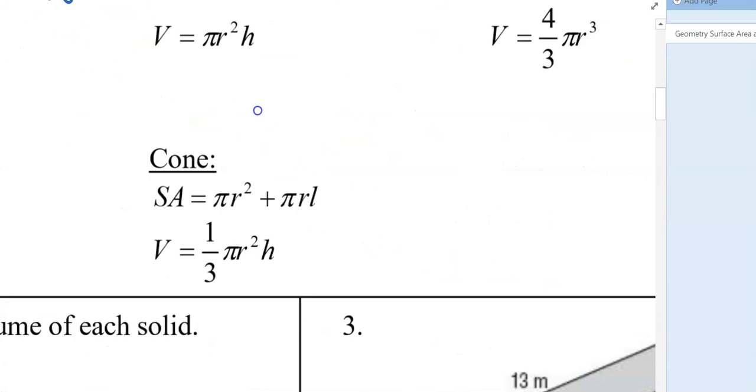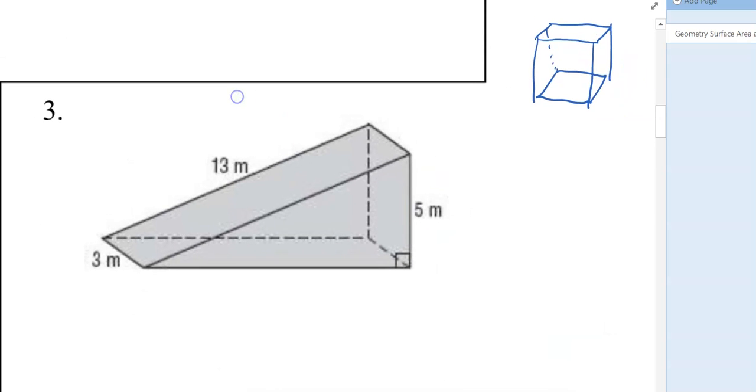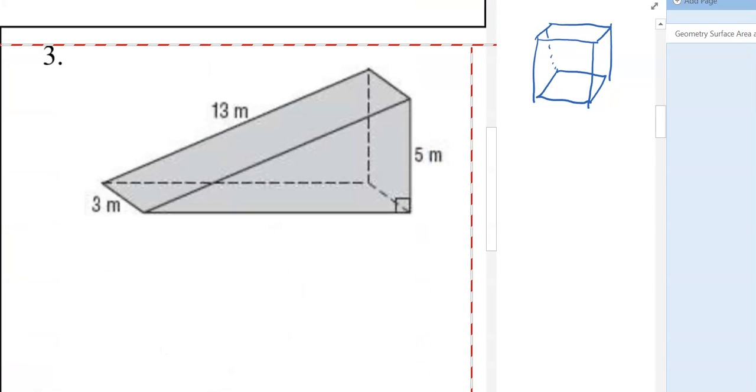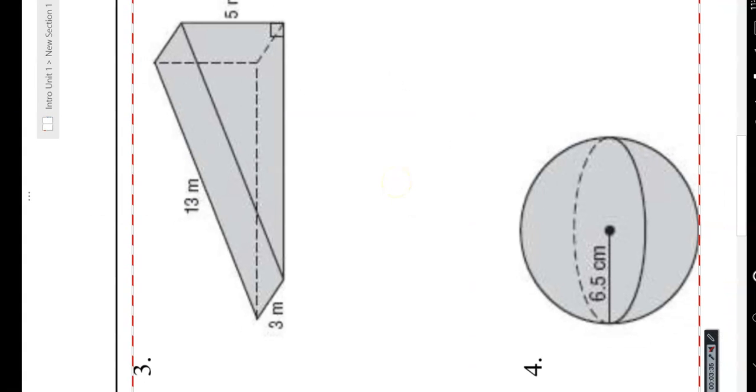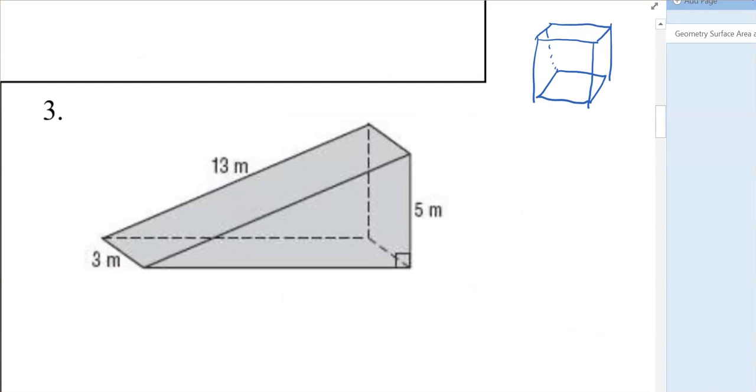So look back at your figure here. What is the base? Well, actually before that, how many faces does it have? How many pieces does it take to build that figure that's up there? There you go. How many pieces or faces does it take to build this figure in number 3? 5, okay?